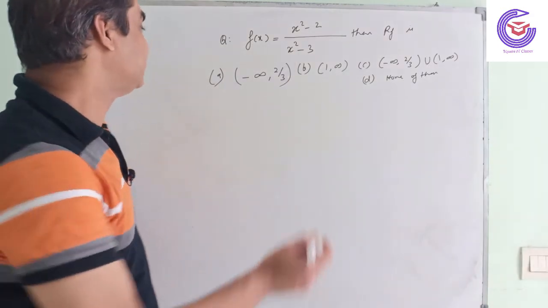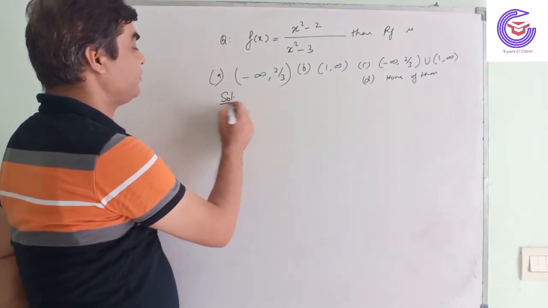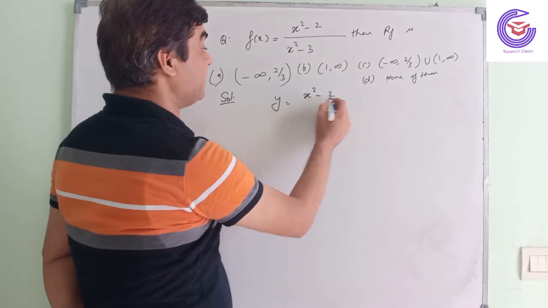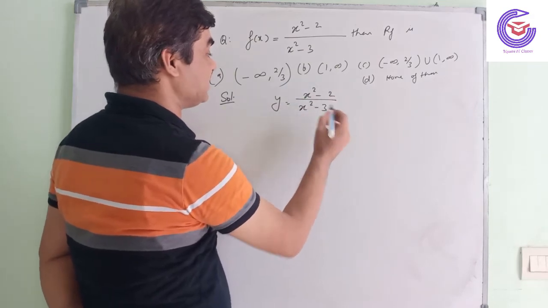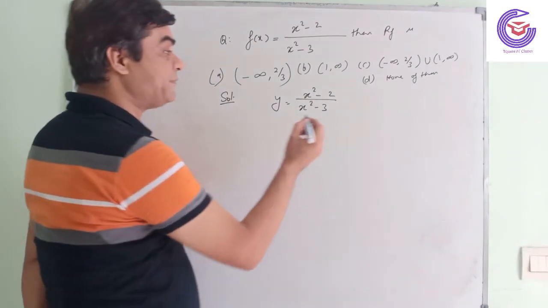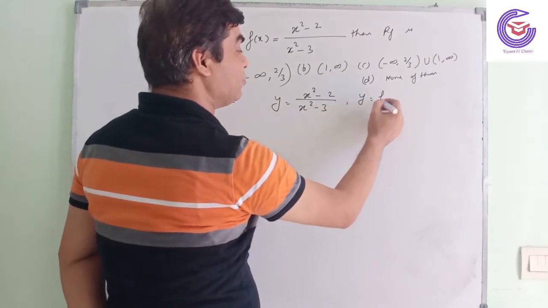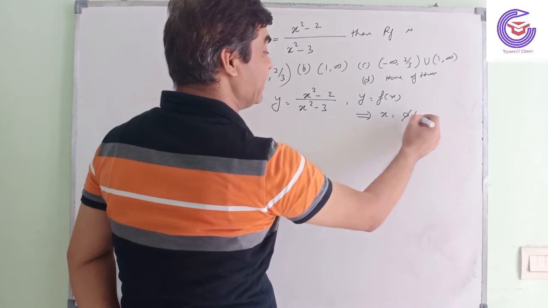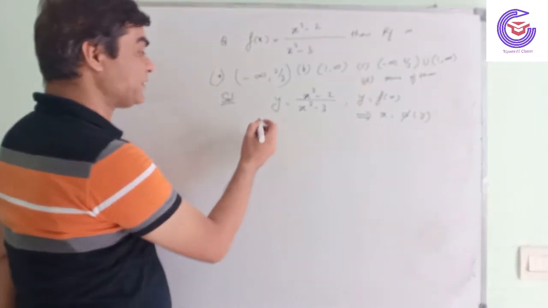Okay, student, in this question we have to find the range of this function. So let me try how we can solve this. Your y is equal to (x square minus 2) upon (x square minus 3). The concept is that y is equal to f(x) is given. Now you have to convert it to x is equal to f(y). So how can you do that? See here.